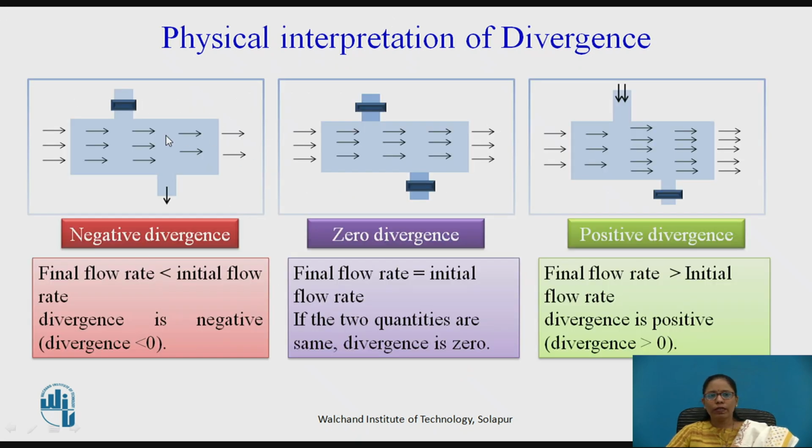So in general I can explain like this: when the outward flow is less than the inward flow, this is negative divergence. The final flow rate is less than the initial flow rate and divergence is negative, less than 0. And if the final flow rate and initial flow rate are equal, in that case I can say it is a 0 divergence. If two quantities are same, divergence is 0.